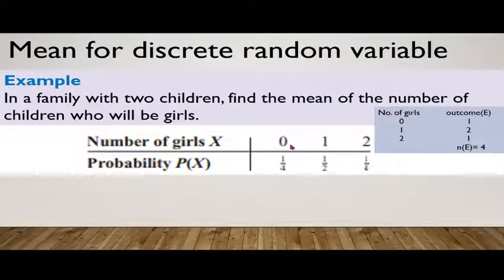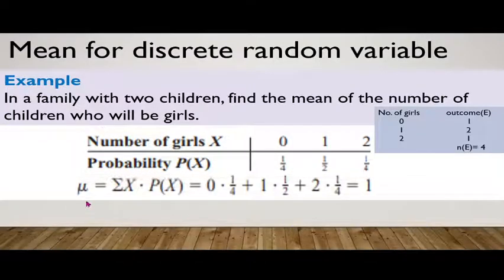So for 0, we will have 1 out of 4, so this is 1/4. And then for 1, this is 2 out of 4, and simplifying 2/4, that is 1/2. And then for 2, that is 1 out of 4. So we have here 1/4, okay?